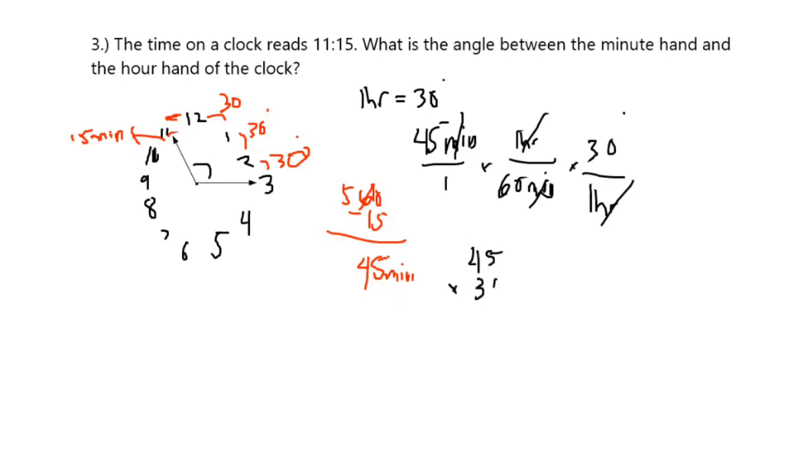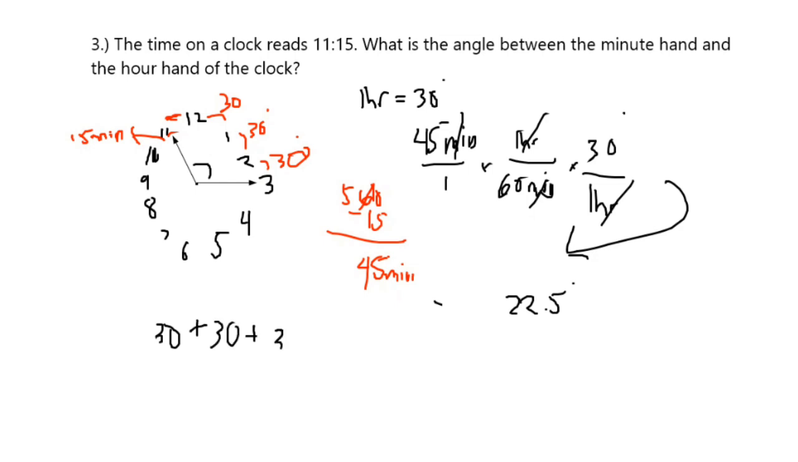So I think I'm not going to do this by hand because it will take more time. Wait, let me use our calculator. So the answer here is just 22.5 degrees. So that means we're just going to add 30 plus 30 plus 30 and then 22.5. So 30 plus 30 plus 30 is 90, plus 22.5, that is 112.5. So that's pretty much it for this video. Thank you guys.